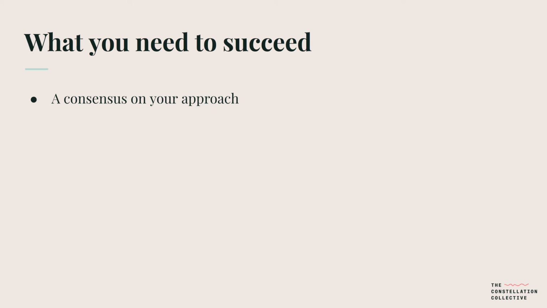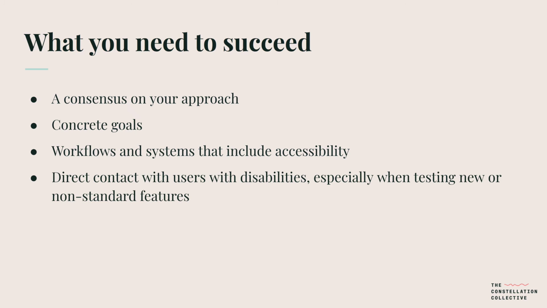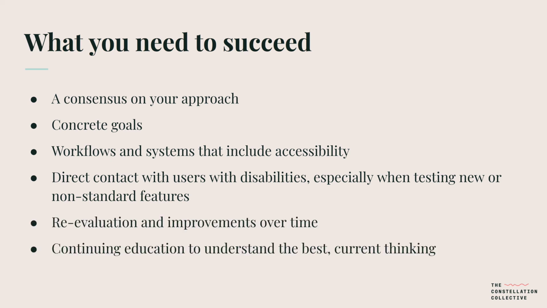So clearly, when you're dealing with so many functions across departments and skill sets, you need more than one person pushing for accessibility. You need a consensus on your approach. You need to set concrete goals that you can measure against. You need workflows and systems that include accessibility from the beginning. And really, you need direct contact with users with disabilities, especially when testing new or non-standard features, and ideally from the very beginning of the design process. Finally, you need to reevaluate and make improvements over time and continue to learn and understand the best current thinking.